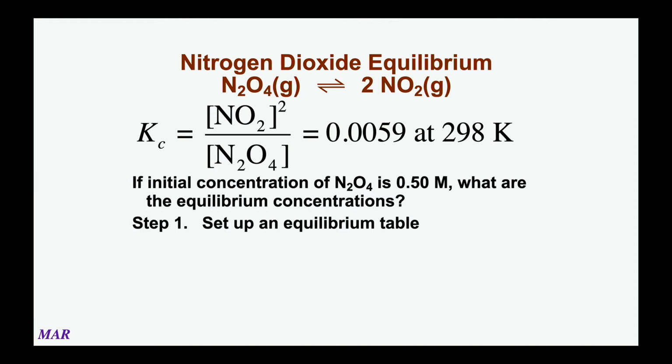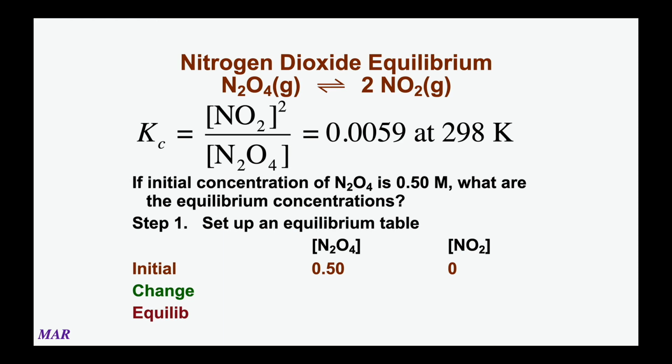So let's say that initially we have 0.50 molar N2O4. What are the equilibrium concentrations here? In this reaction, with K less than 1, some of the N2O4 will make NO2. But because K is less than 1, we expect there to be more N2O4 at equilibrium than NO2. So to figure out what the actual numbers are, once again, let's set up that ICE table. We'll have the reactants on the left and the products on the right. Initially, 0.50 moles per liter N2O4 and no NO2.